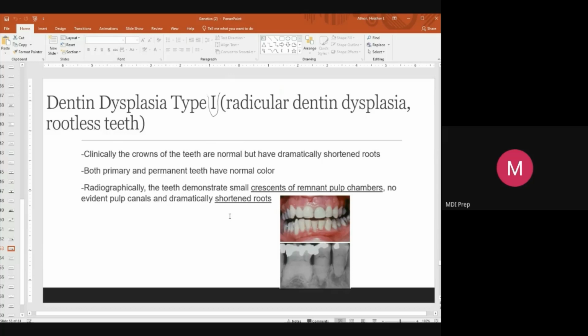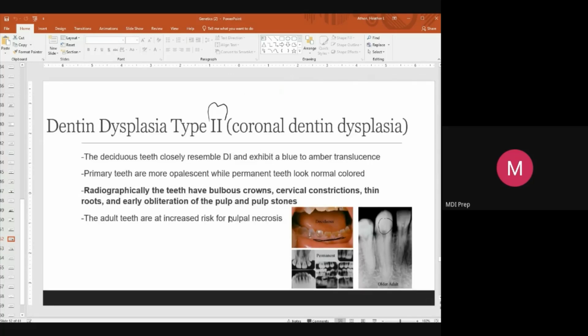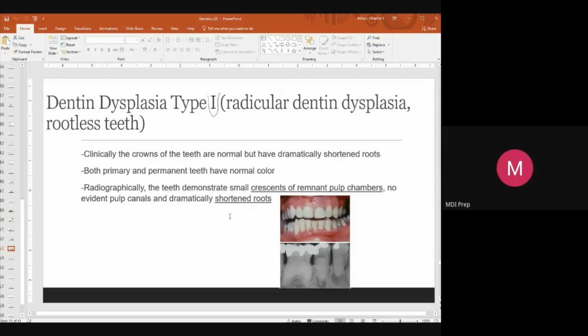But radiographically, again, the teeth will have these really short, fat roots, and then you can also see very, very small remnants of the pulp chamber. You don't even see any pulp canals. It's just a very crescent shape of these pulp chambers. So, dentin dysplasia type 2, where the coronal portion's affected. So you get bulbous crowns, pulp stones, obliteration of the pulp. And then for this one, the root is affected. The teeth look normal, but the root is short and fat, and you don't really see much of a pulp chamber or pulp canals.